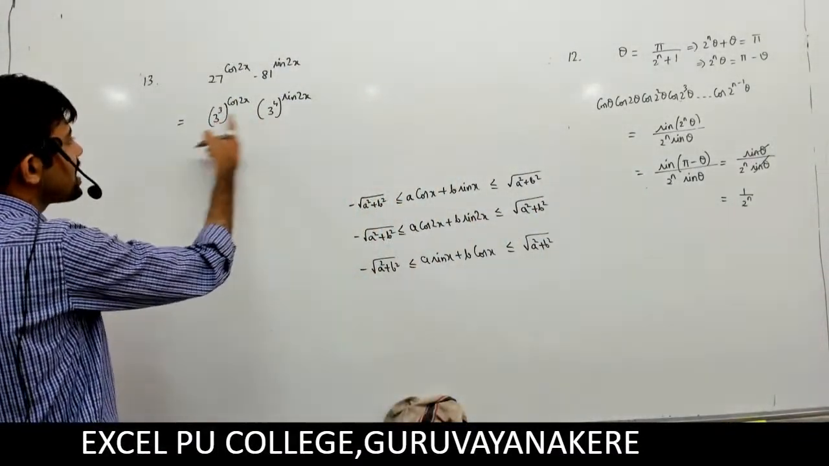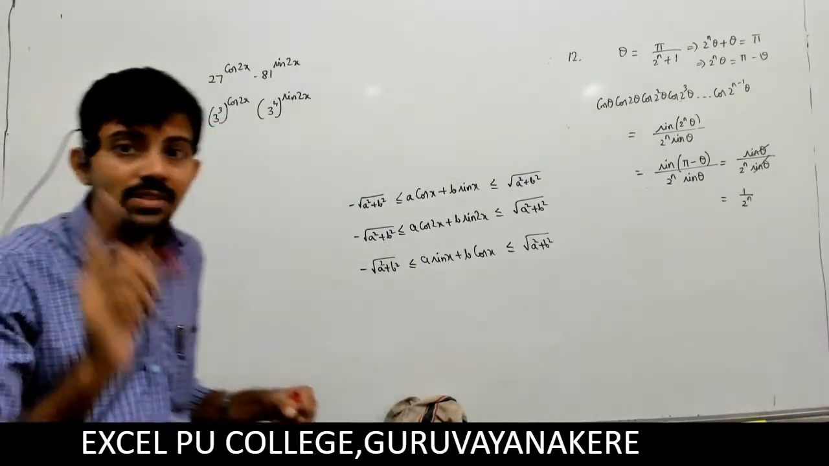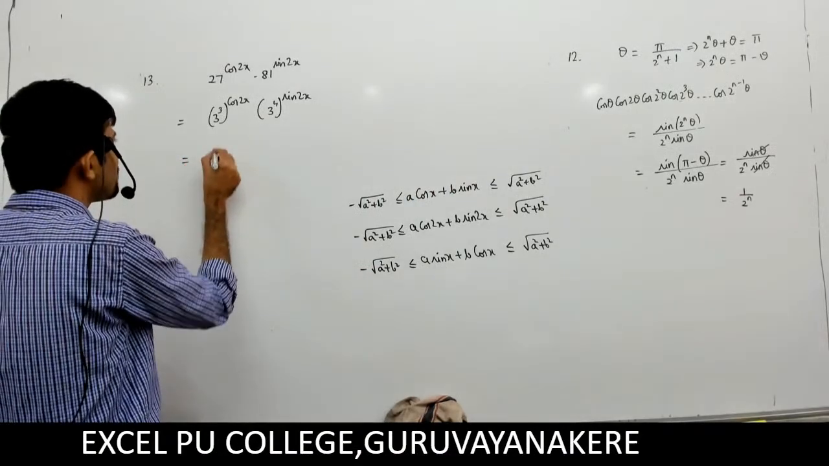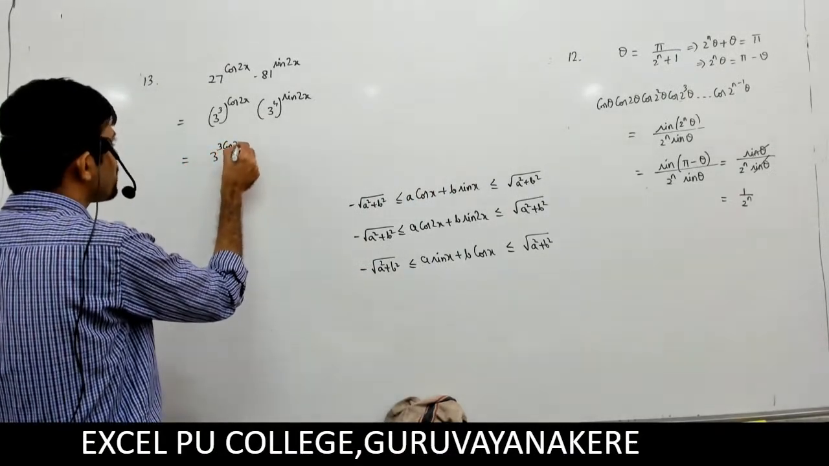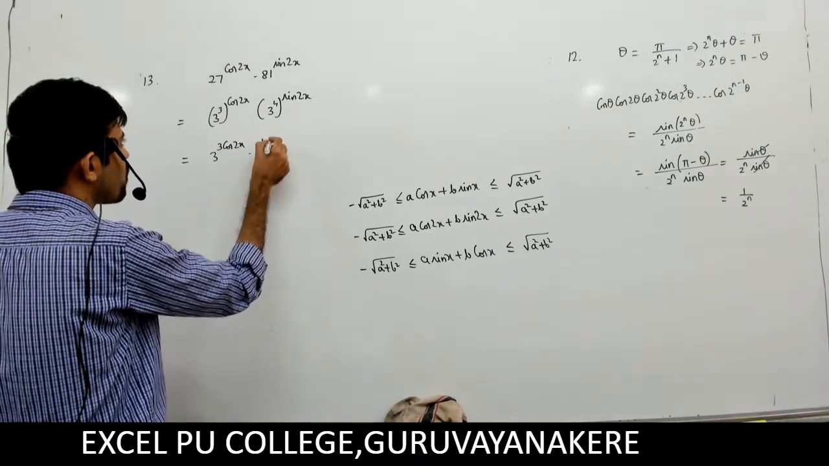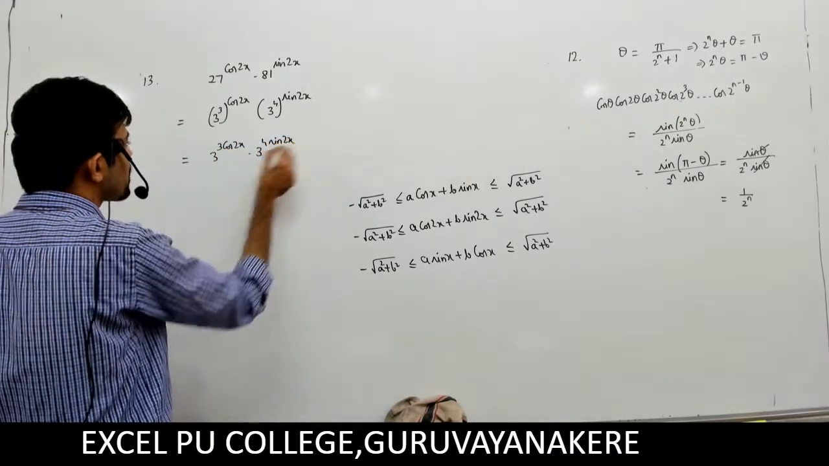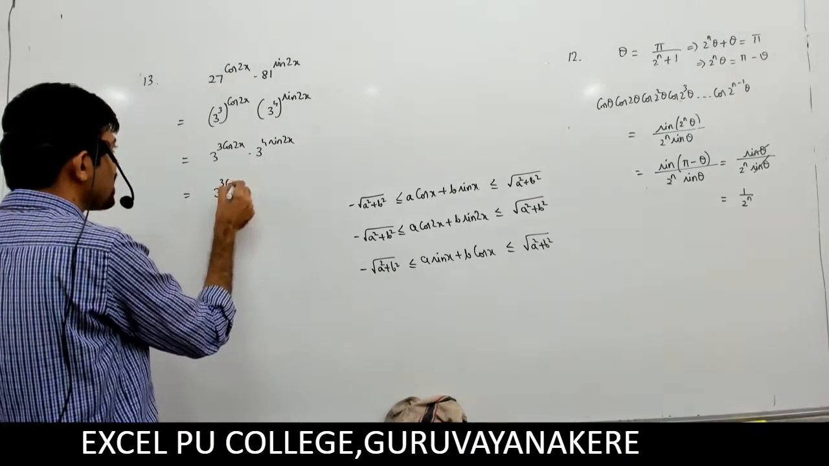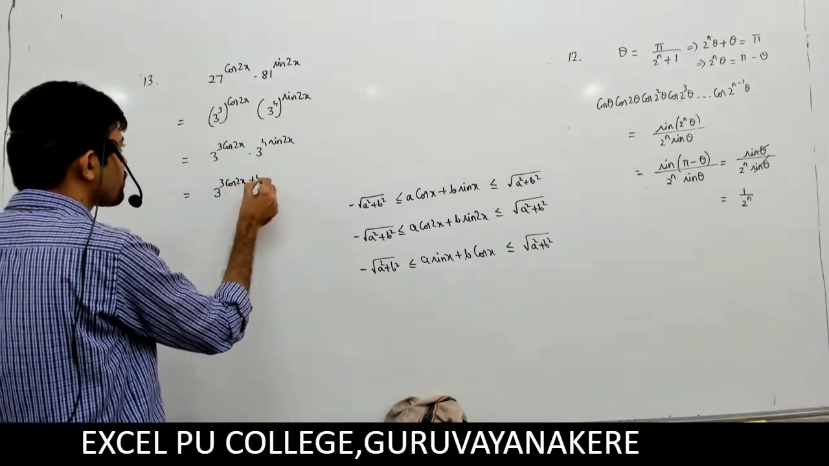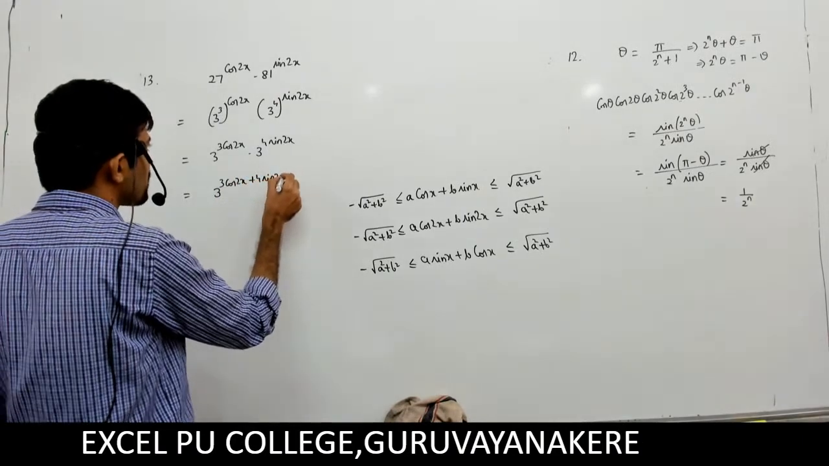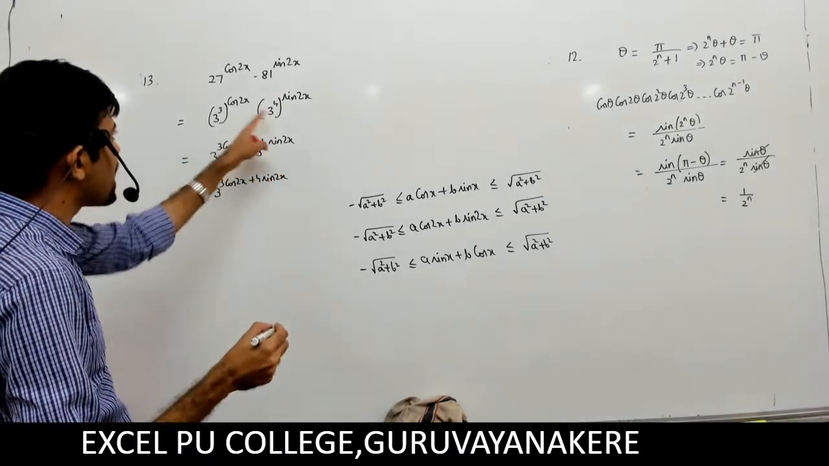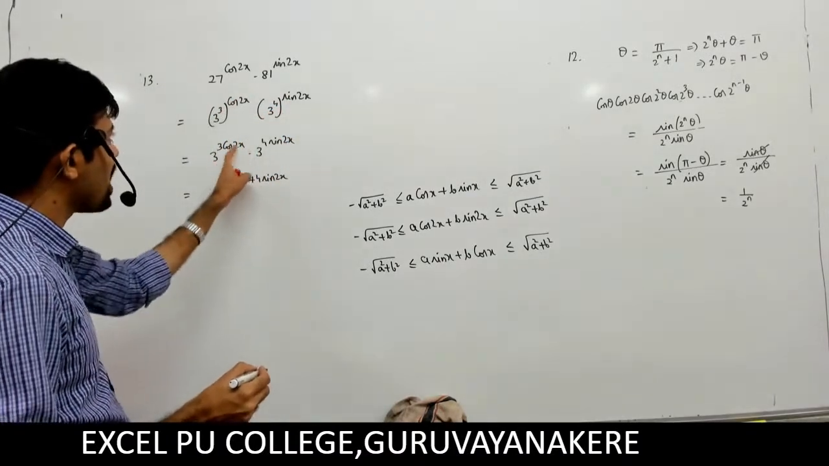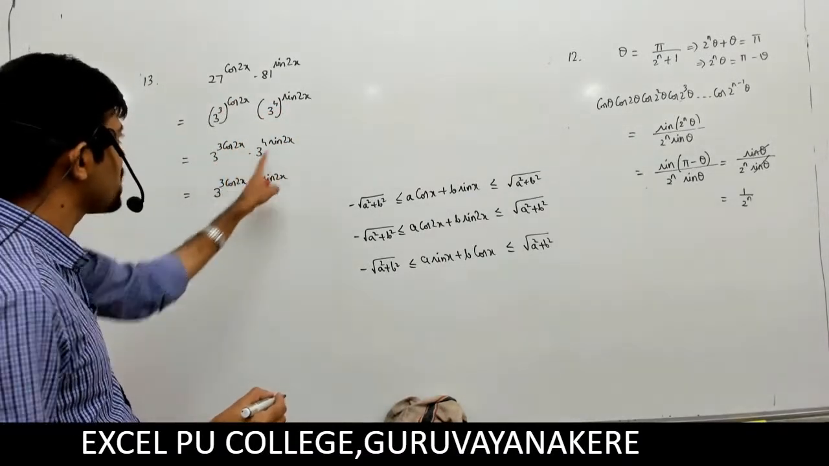Now we can see that the bases are the same. Because of the multiplication, we can add the powers. This is 3 to the power 3 cos 2x, and this is 3 to the power 4 sin 2x. The bases are the same, so we add the powers: 3 to the power 3 cos 2x plus 4 sin 2x.